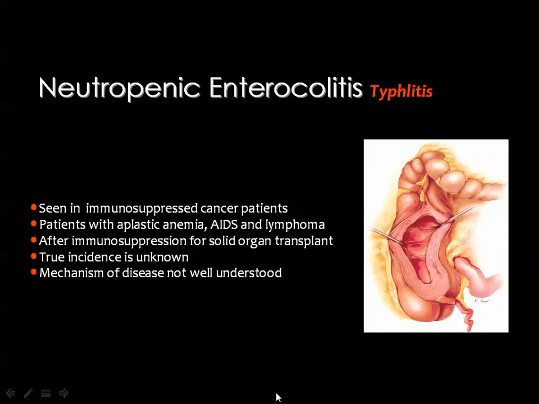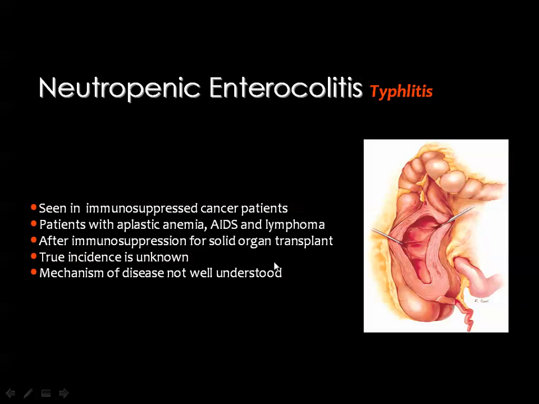Then we come to neutropenic enterocolitis, or what's known as typhlitis. This disease has, I think, three major criteria. Number one, it is seen in immunosuppressed patients. Number two, it is almost always located in the area of the cecum and ascending colon. Number three, the patient has neutropenia, not leukocytosis.